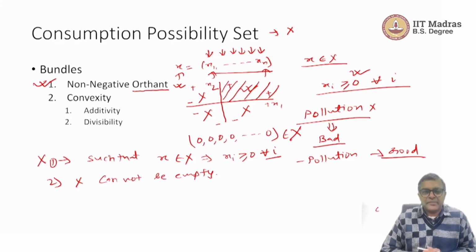Of course, it is a very mathematical thing to say, but the idea is that we are imaginative enough that we can conjure up different bundles that should be included in the consumption possibility set. We cannot say no, there is no bundle, that is impossible. That is the second assumption.